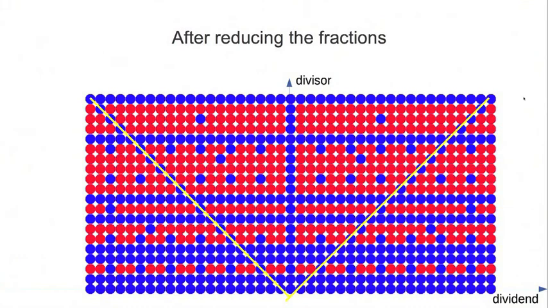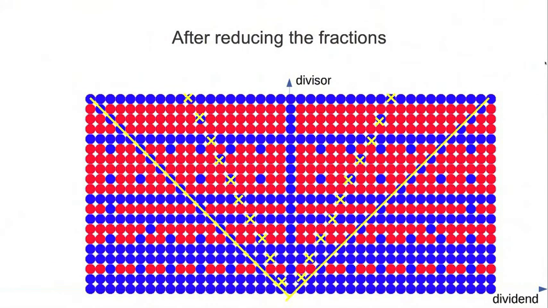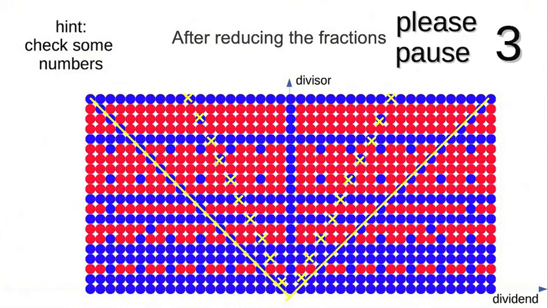So now I have a question for you. If I mark some dots like this, there will be blue lines. Here we can imagine a blue line going through the whole diagram, and it will be continuing forever. Can you explain why? Please pause the video. 3, 2, 1. Let's go. A little hint. Take a look at some numbers. Check some numbers. What are those numbers? And try to figure it out. Please pause the video. 3, 2, 1.